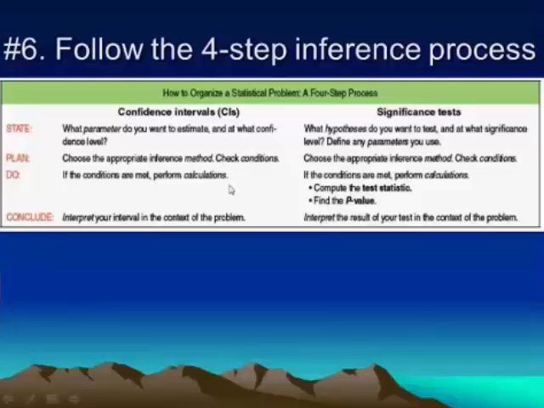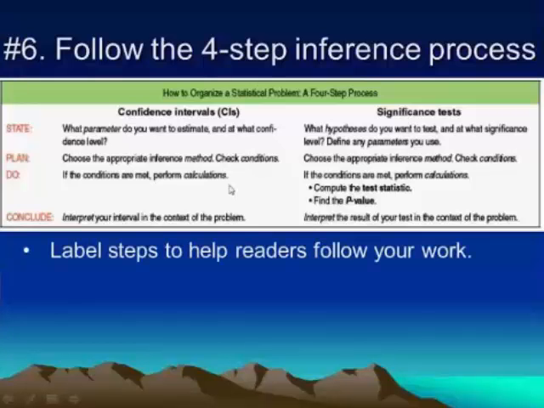Again, I want to recommend that writing out the symbolic formula with, for example, x bar plus or minus t star times s over root n is really risky. My students tend to make notation errors, and then the grader has to do, as I said earlier, a mandatory deduction.